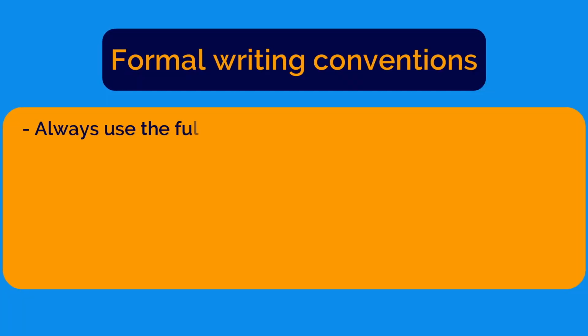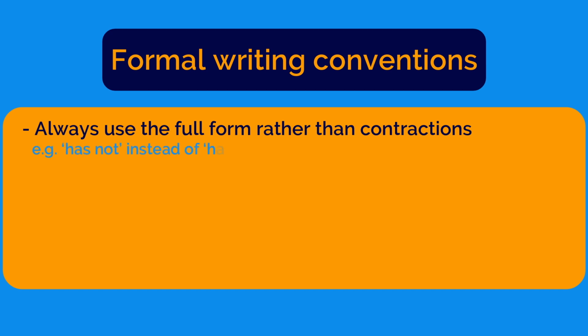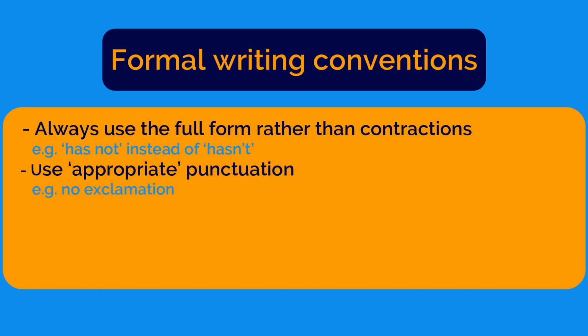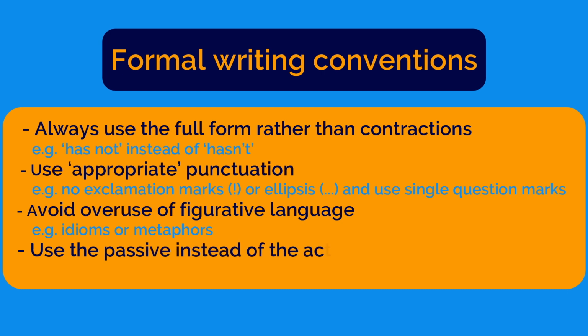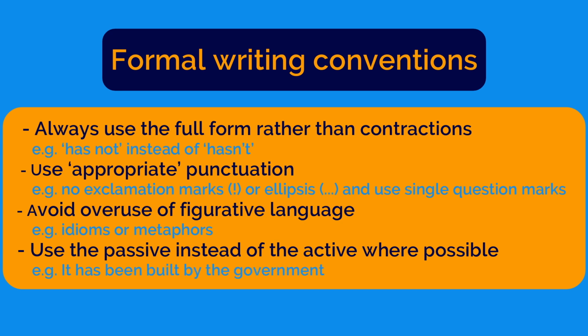Although there are many different formal writing conventions, the 4 areas that my students particularly struggle with are: always use the full form rather than contractions. For example, use has not instead of hasn't. Use appropriate punctuation. For example, don't use exclamation marks or ellipsis and use single question marks. Avoid overuse of figurative language, for example, idioms or metaphors, and use the passive instead of the active where possible. For example, it has been built by the government.